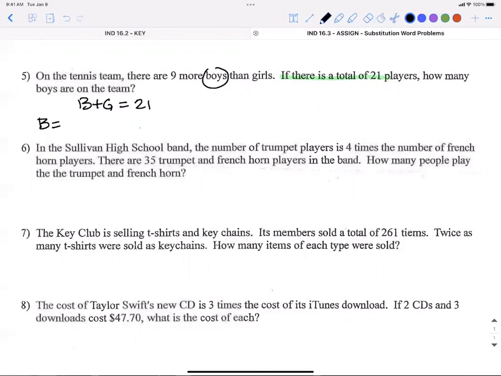And then I also know that I have more boys than girls. So if I take my girls and add 9, because there are 9 more boys, that's going to give me my number of boys. So I'm not going to work this one, I'm just going to set this one up. We have B equals G plus 9.